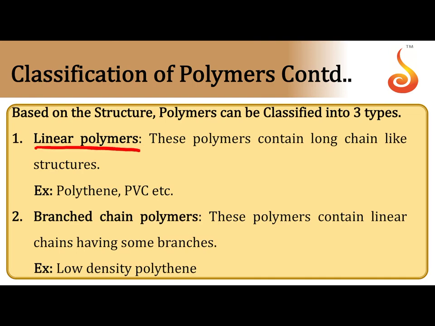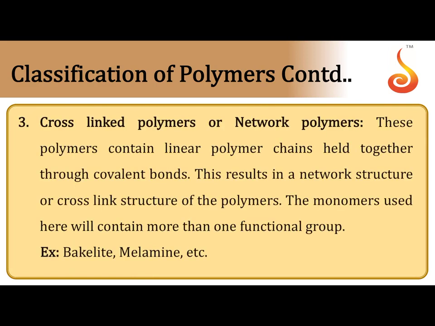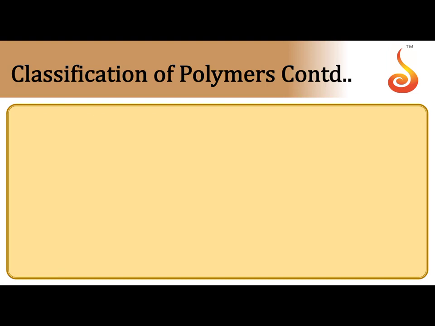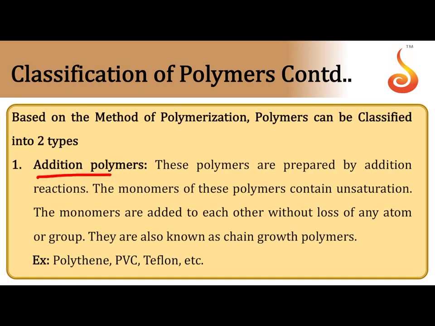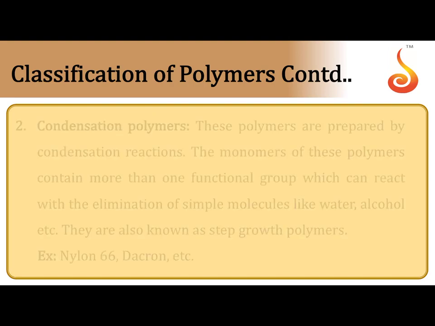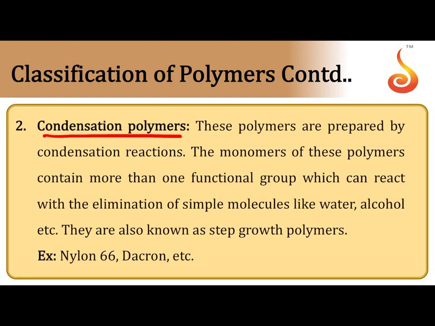Next, based on the structure, there are linear polymers, branched polymers, where branches are there, and cross-linked polymers, with a number of branches, and with the branches the chains are also linked with one another to give a network. They are three-dimensional network polymers, for example bakelite. Based on the mechanism of formation, polymers are divided into two types: addition polymers as well as condensation polymers.